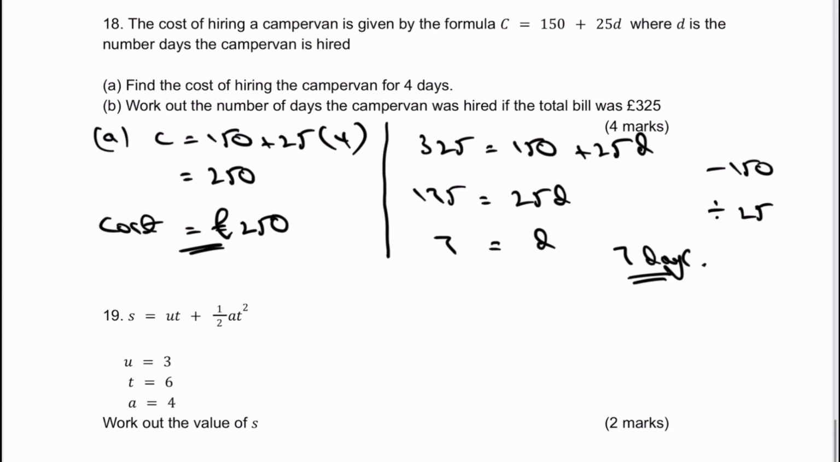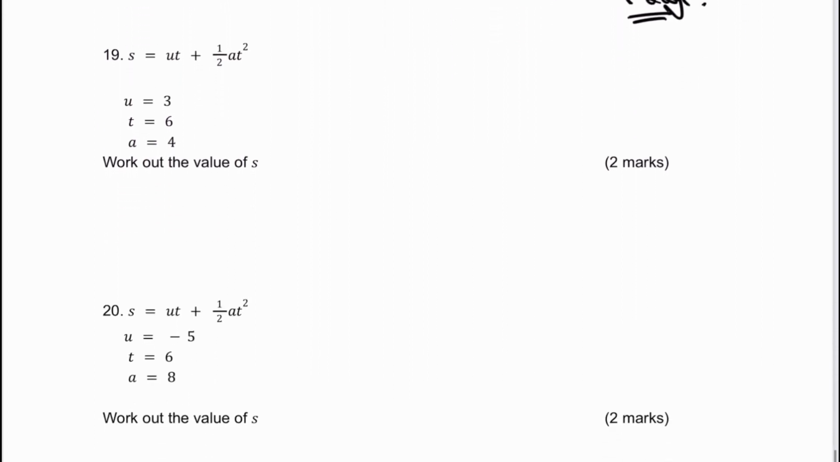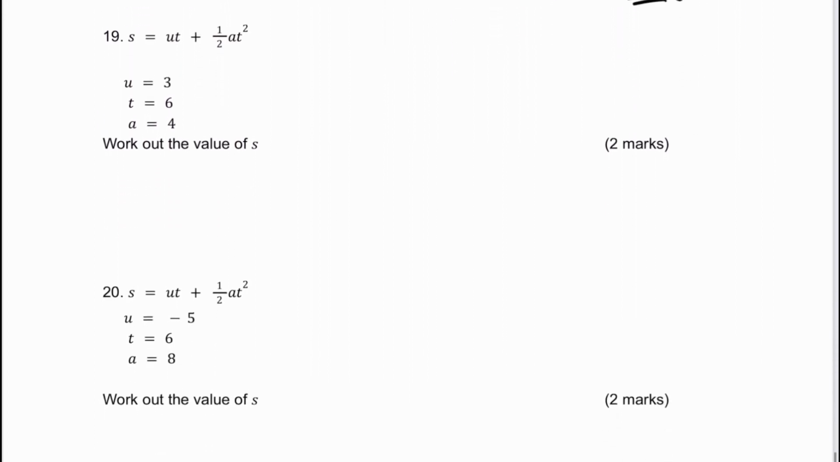Okay, final couple of questions on this particular worksheet, which is the formula for distance. So this is one that you might come across a little bit later on in your studies. It's been a little while since I've looked at this, but I think it's initial velocity times time plus a half of acceleration times time squared, I think. I can't quite remember, I think that's right. Okay, either way, we're going to use the formula to work out the value of S.